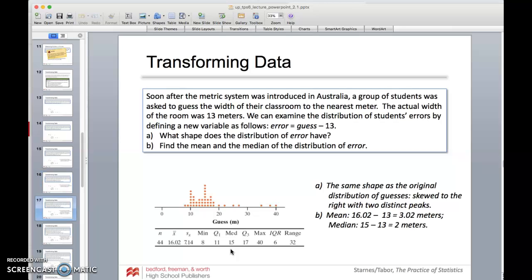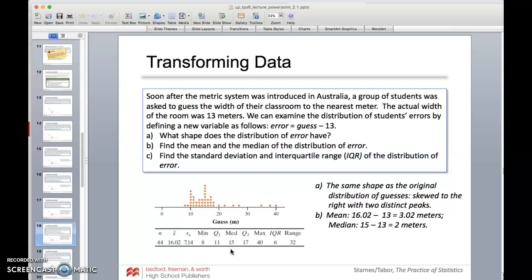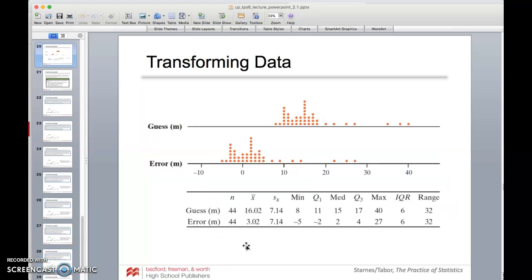So whatever you do to the numbers, that's what you do to the mean and the median. What about the standard deviation and the interquartile range? Remember, the standard deviation, Sx here, is 7.14. That's going to stay the same, and so is the interquartile range, which is still going to stay at 6 as we have it there. Those things are not affected if we add or subtract. As we subtract 13 from all, it looks like the exact same graph, except it's been moved down 13.